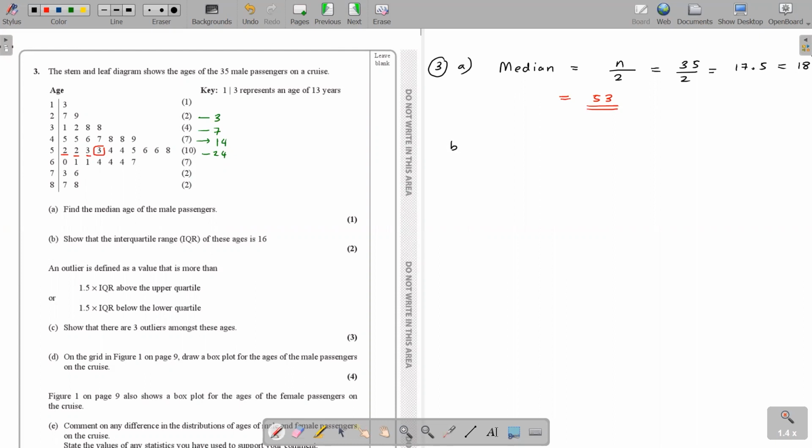Part B, show that the interquartile range of these ages is 16. So it's a show that, which means you must first get your Q1 and Q3. What is Q1? N divided by 4. N is 35 divided by 4. What is the answer? Tell me the answer quickly. 35 divided by 4 is how much?